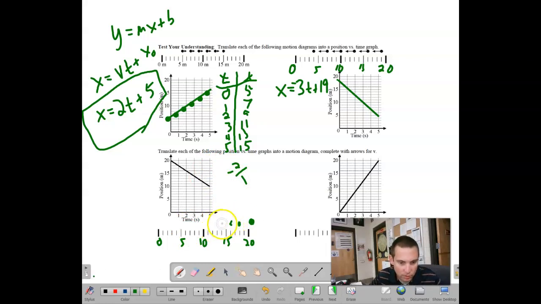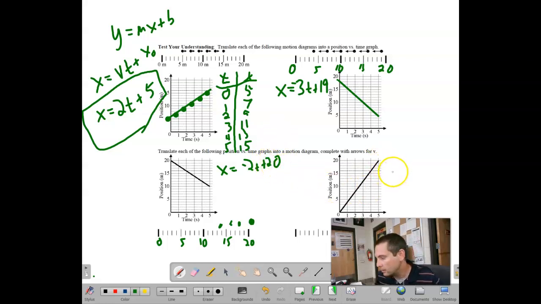Let's pretend there are arrows on here and they're all the same length because this is a straight line. Our velocity is not changing even though we're moving to the left. Left is just a direction because remember, velocity is a vector. So your equation for this line would become x equals -2t plus 20.